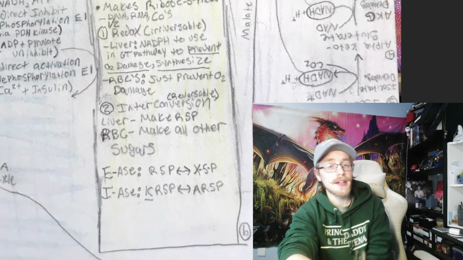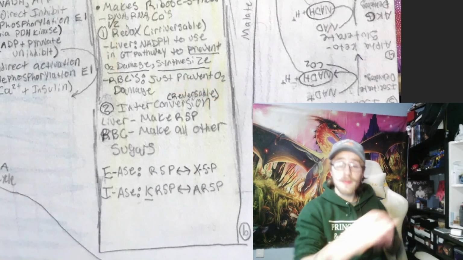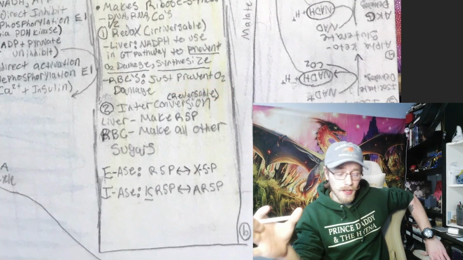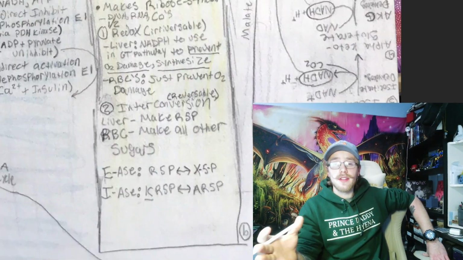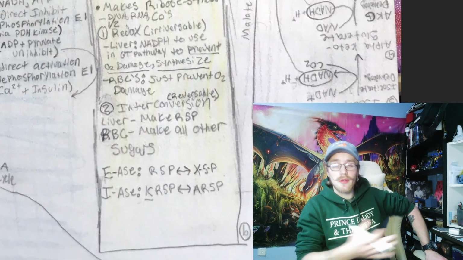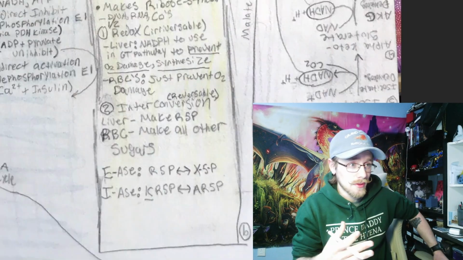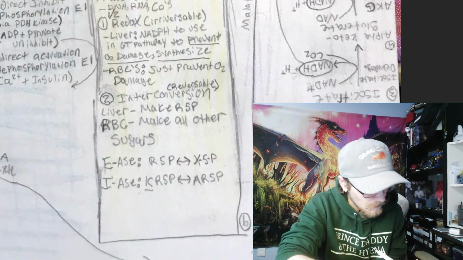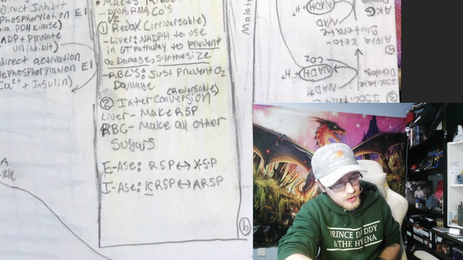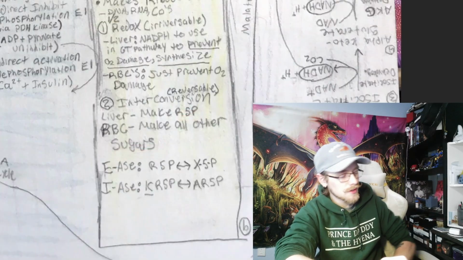Step 2, interconversion stage, which is reversible. Okay, that's very important. The reason it's important is because if it wasn't reversible, we wouldn't be able to make R5P, ribose 5-phosphate, for making like DNA and stuff. And without that, there would be no reproduction, there'd be no protein production, and then the cell would die. So that's bad. We don't want that. So during this interconversion, they can make R5P, and then if they don't, they can make all the other sugars.